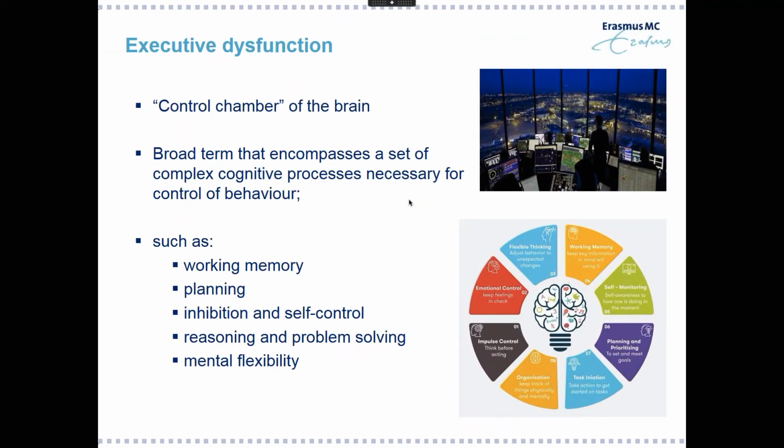First, executive function, also known as the control chamber of the brain, or the flight control deck of an airport, if you will. In neuropsychological terms, it encompasses a set of complex cognitive processes necessary for the control of behavior, including working memory, planning, prioritizing and organizing, inhibition and self-control, reasoning and problem solving, and mental flexibility. On the behavioral level, as a result of executive dysfunction, FTD patients will develop problems with emotional and impulse control, initiating and monitoring their actions, and flexible thinking and shifting when things don't go as planned.